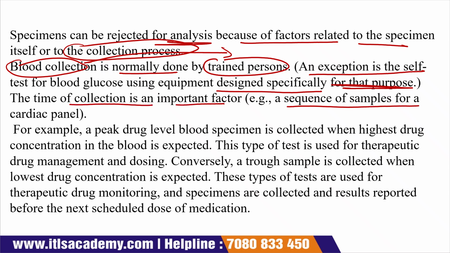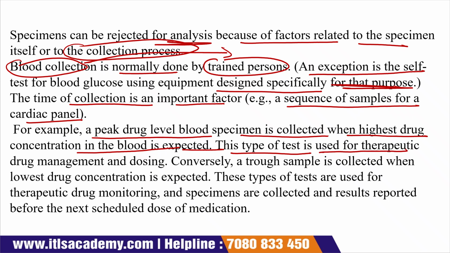A sequence of the sample for a cardiac panel, for example. A peak drug level blood specimen is collected when the highest drug concentration in the blood is expected. This type of test is used for therapeutic drug management and dosing. Conversely, a trough sample is collected when the lowest drug concentration is expected.